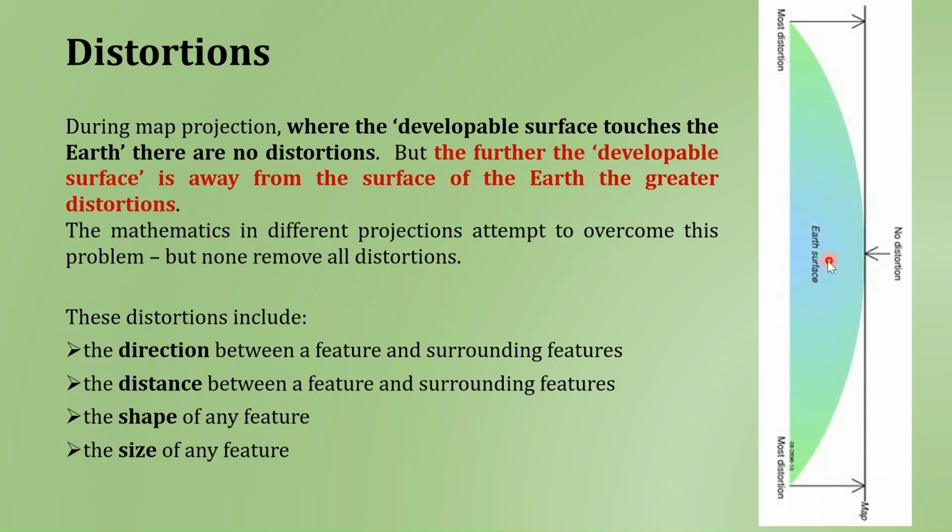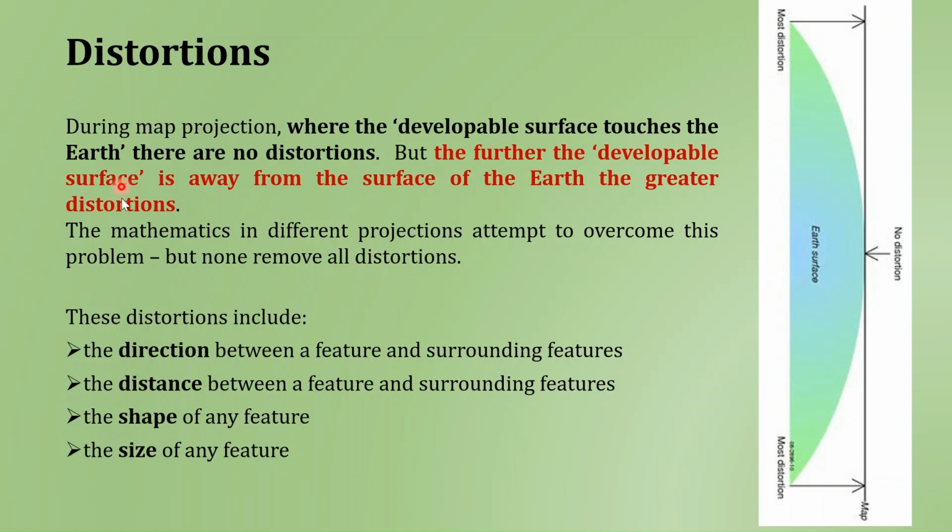During map projection, wherever the developable surface is touching the earth, there is no distortion, but where it is away from the earth, there we have greater distortion. Using mathematical calculations in different projections, attempts are made to overcome this problem, but none of them remove all distortion.